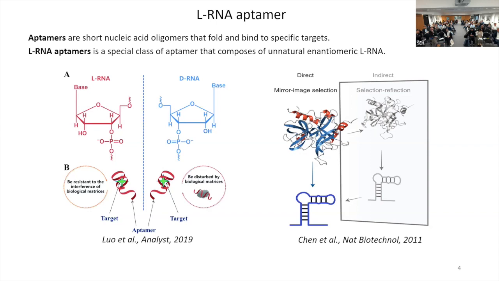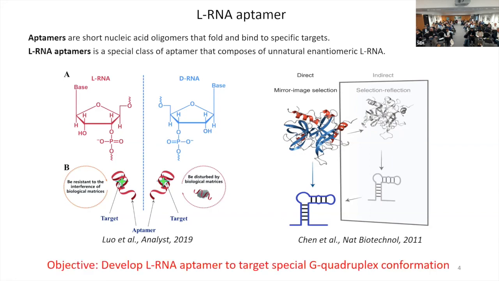The current selection method for L-RNA aptamer is the indirect selection method. Before selection, we turn the D target into the L target, and then select a D-aptamer from the D-RNA library to target the L target. Finally, when we get an aptamer sequence, we turn the sequence into an L-RNA aptamer, so it can target the D nucleic acid targets. Our objective is to develop an L-RNA aptamer to target a specific G-quadruplex conformation.